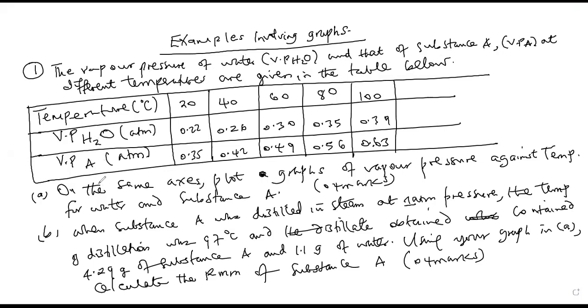The question is saying that on the same axis, plot graphs of vapor pressure against temperature for water and substance A. Then after plotting the graph, they are saying that when A was distilled in steam, showing that it is steam distillation at 1 atmospheric pressure, the temperature of distillation was 97 degrees centigrade, and the distillate obtained contained 4.29 grams of substance A and 1.1 gram of water. Using your graph, determine the relative molecular mass of substance A.